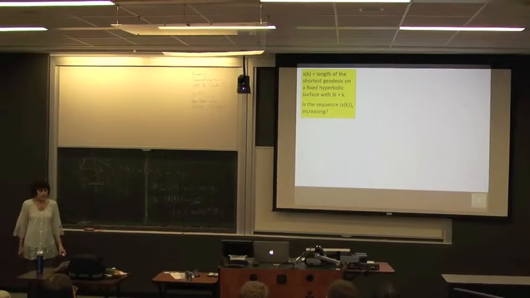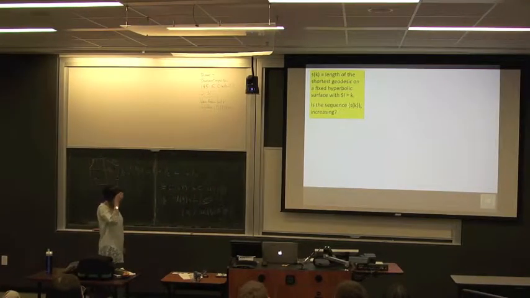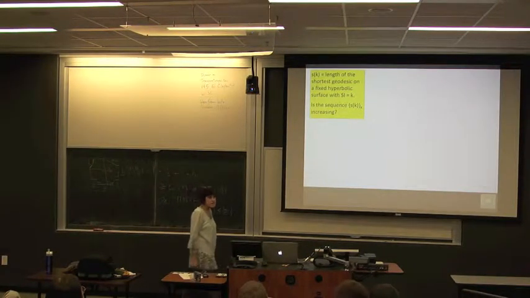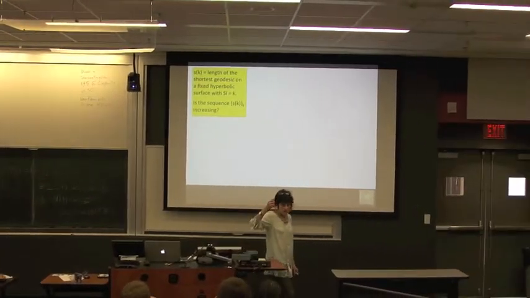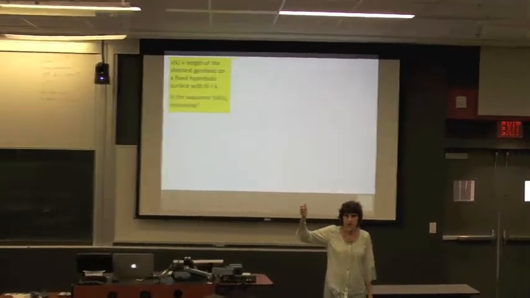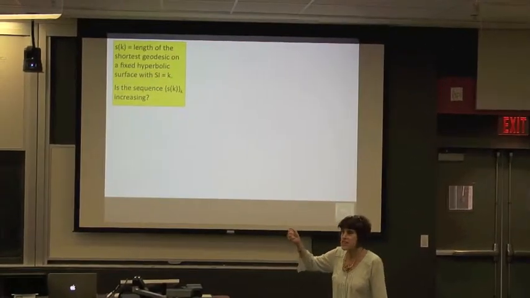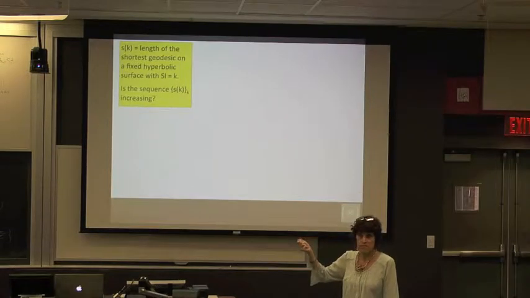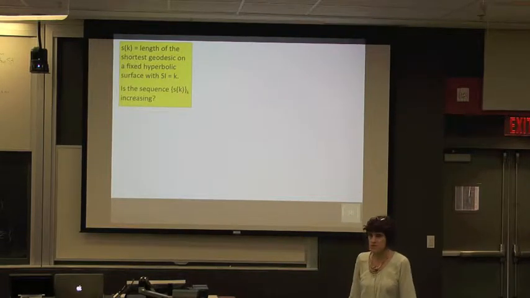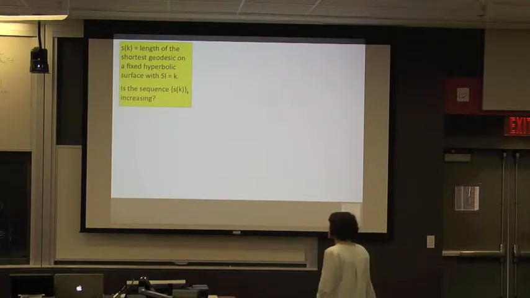And we can think of a generalization of these problems. So suppose you have defined a sequence. This is a sequence of real numbers. So for each k, consider all the geodesics of k self-intersections. Take the shortest one of those. That gives you a number. So what do we know about this sequence? Well, we know very little.